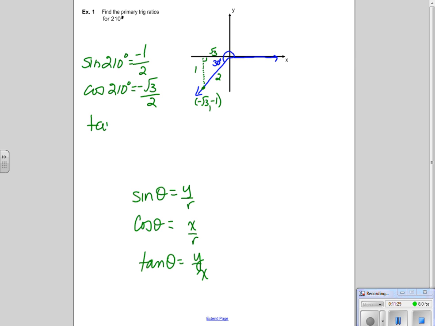Tan of 210 specifically, is y over x. Y value is negative 1. The x value is negative root 3. So it would be a positive 1 over root 3 for tan of 210. Tan is the only one that's positive in this quadrant.